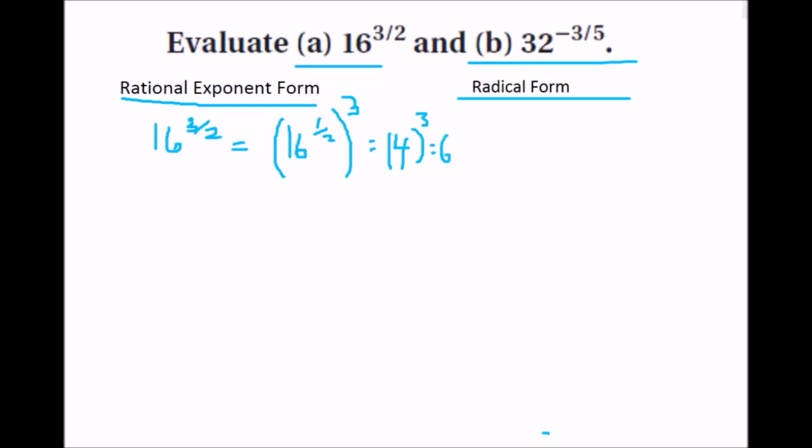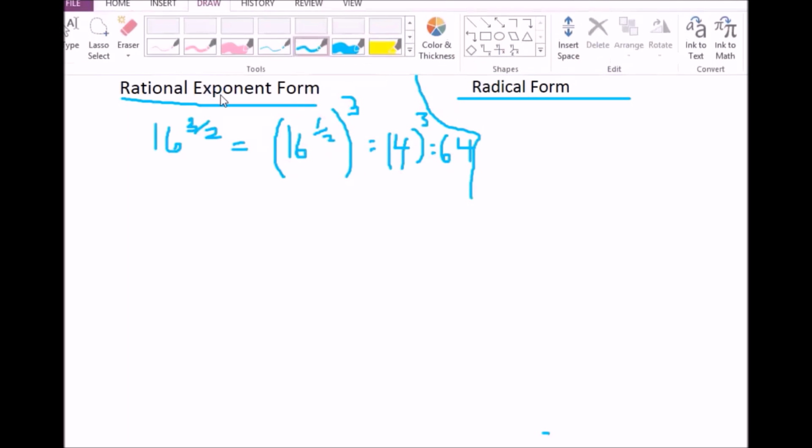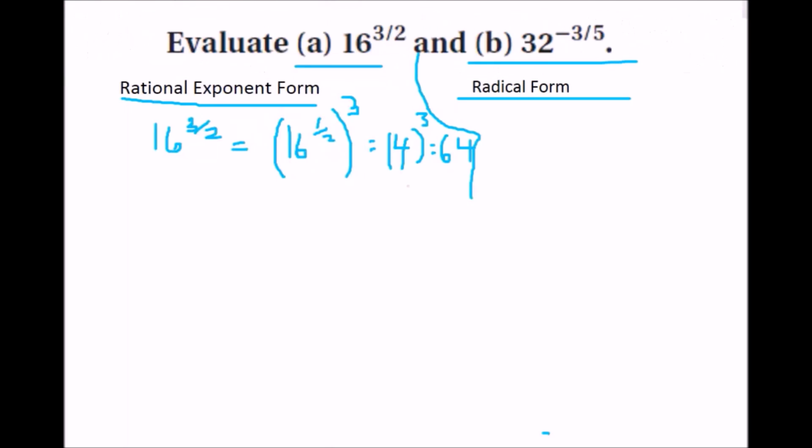4 to the 3rd power is 64. So that was rational exponent form. Let me show you how to do this in radical form as well.